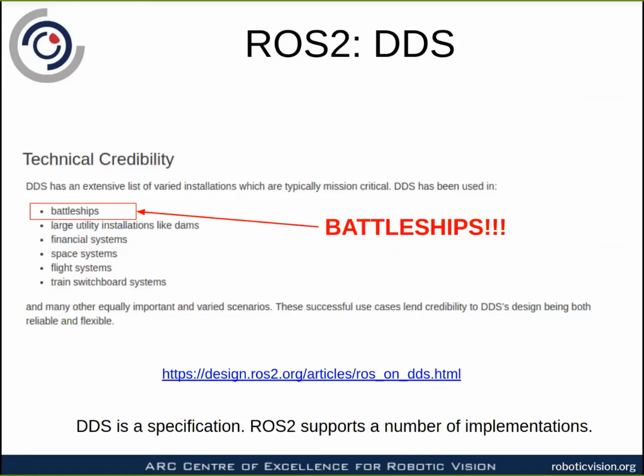Why use DDS? I love this. This was from their design page where they listed all the things that use DDS, and I love that the first thing they said there was battleships. They could have said Navy vessels, but battleships. As well as a bunch of other things like space systems and train switchboards, etc. So there's a lot of pre-existing hardware and software out there that takes advantage of this, and so they're trying to leverage ROS into these ecosystems as well. So that's part of the rationale for that.